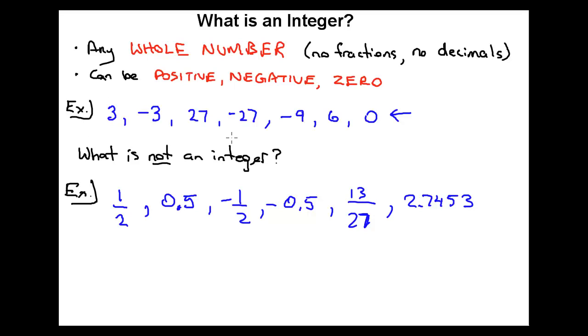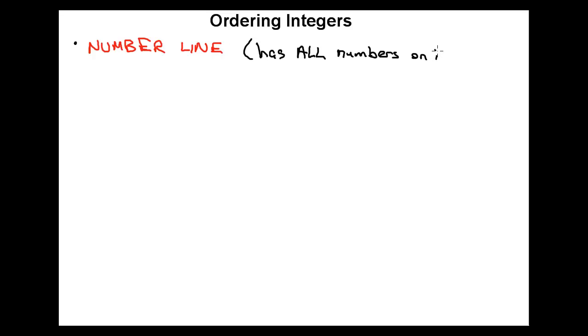So this is a general overview of what integers are. And now that we know that, how would we order them? So an easy way to order integers from smallest to greatest is using something called a number line. A number line is just a very big line that has all numbers on it. I'm going to draw one just to show you how it looks.